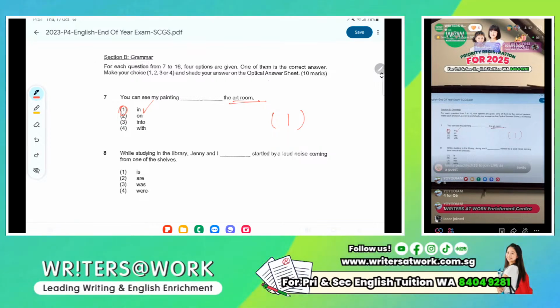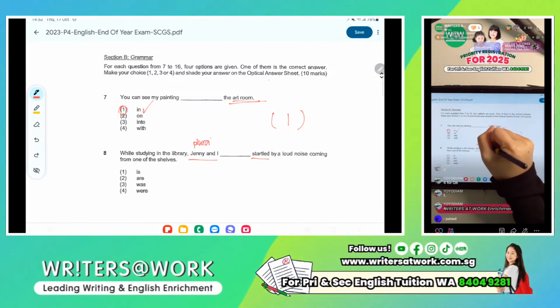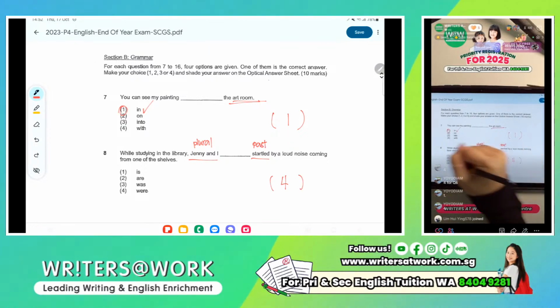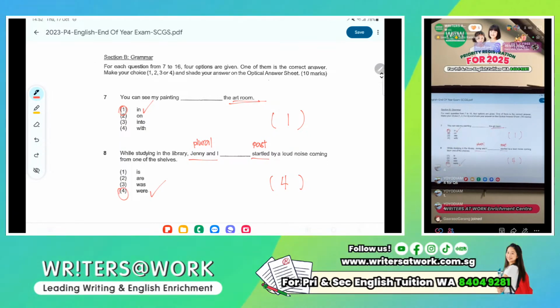Okay, question 8. While studying in the library, Jenny and I blank startled by a loud noise coming from one of the shelves. Jenny and I, startled. So this is a past tense. So what would the answer be for question 8? Yo then says 4. Jenny and I, plural. And this is past tense, which is why the answer is number 4. That is correct. Were startled by a loud noise.